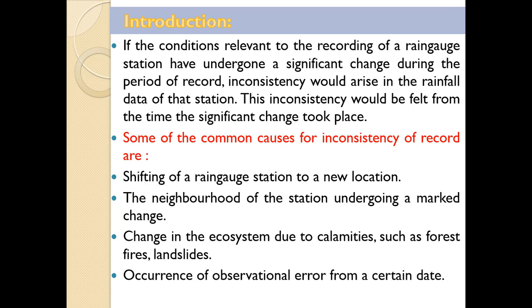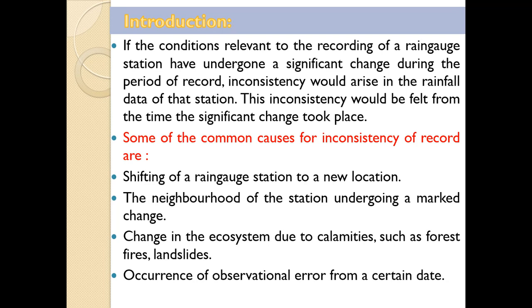So what are the various causes of occurrence of inconsistency? Shifting of a rain gauge station to a new station; the neighborhood of the station undergoing a marked change in the ecosystem due to natural calamities such as forest fires, landslides; occurrence of observational error from a certain date. So what are the causes? Shifting of a rain gauge station to a new location.